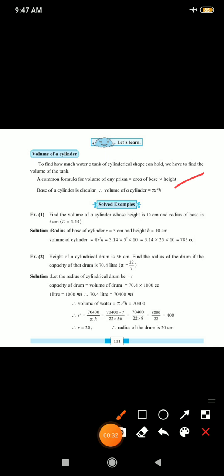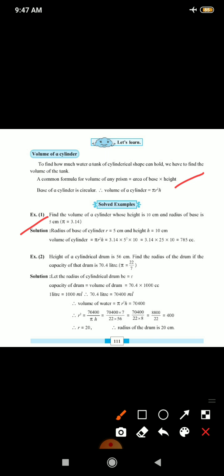Got it? Now, base of the cylinder is circular. Therefore, volume of the cylinder is equal to pi r square h. Okay? You have to learn this formula. Volume of a cylinder is equal to pi r square h. Now, let's see the solved example.